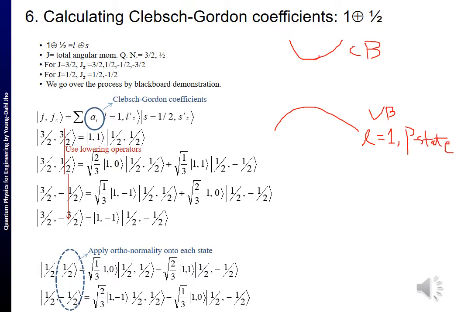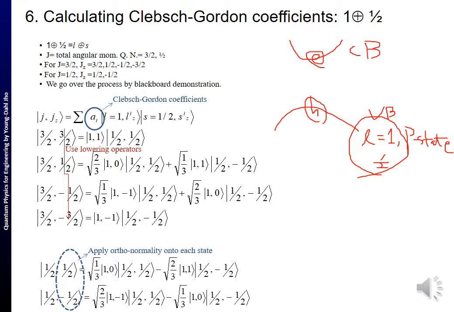Either electron or hole has the spin quantum number 1/2. So here angular momentum and spin are coexisting, and we need to consider the coupled state.